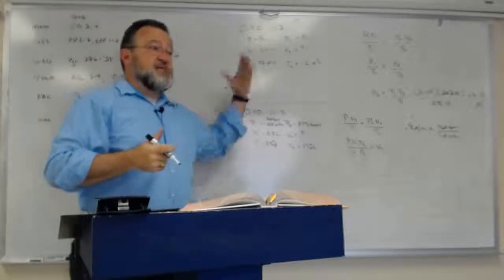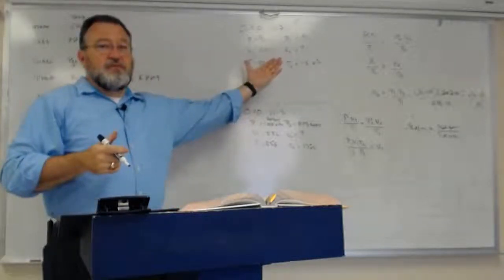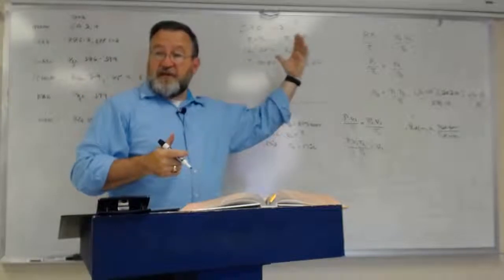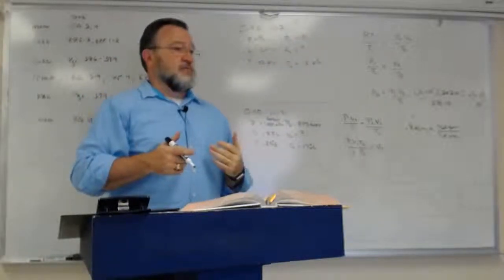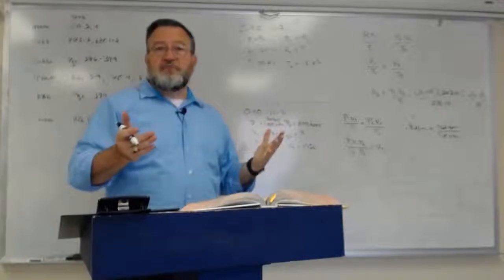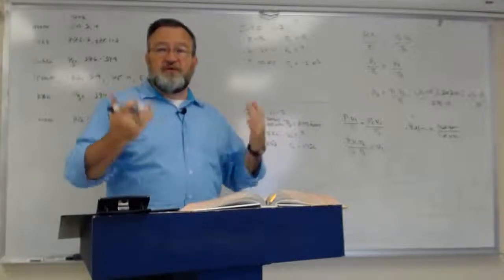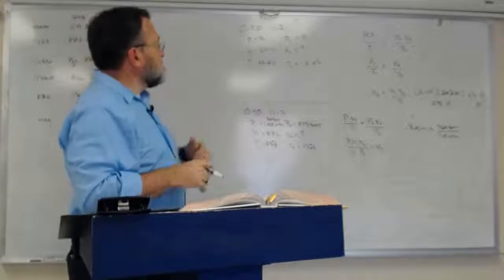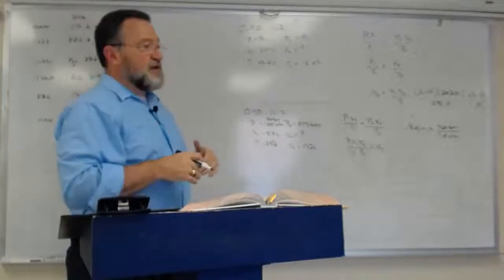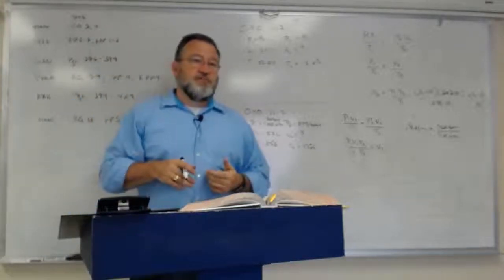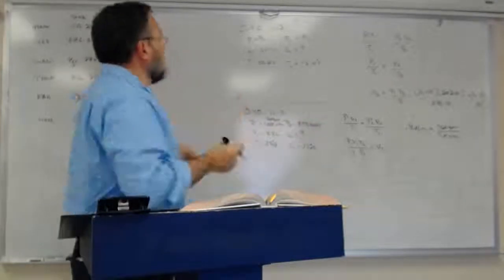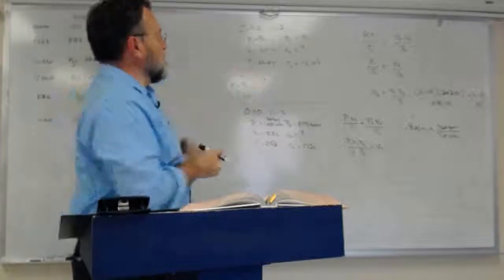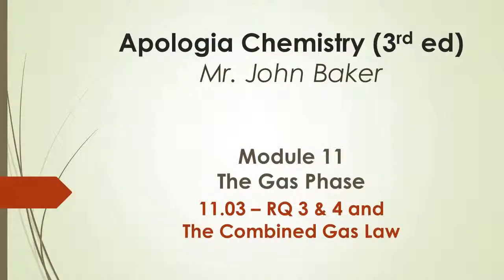We could use the combined gas law. We also know another law that doesn't include pressure, at a constant pressure, right? What's that law? Charles' law: V1 over T1 equals V2 over T2 at constant pressure. So whether you wrote the combined gas law out or just went straight to Charles' law, what do we have to do here? Convert both of these to Kelvin, right? And your answer will be in liters.